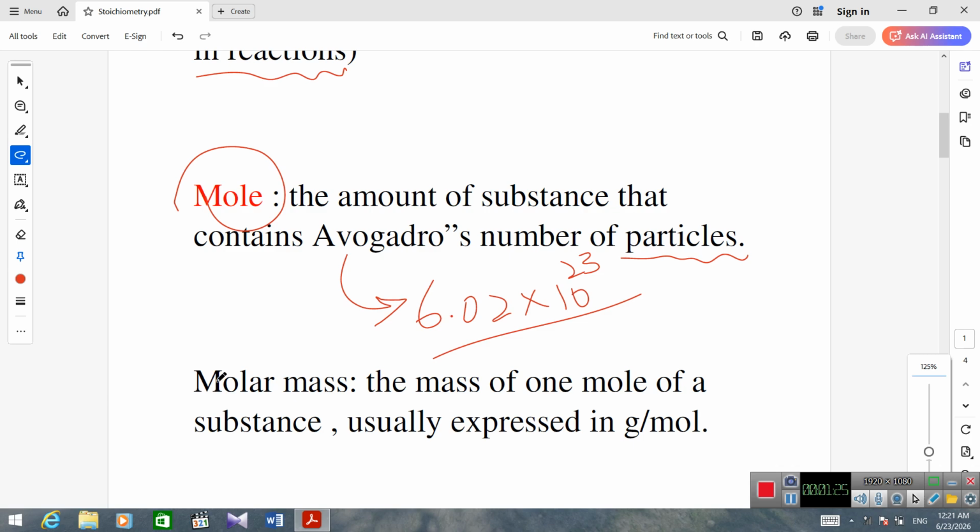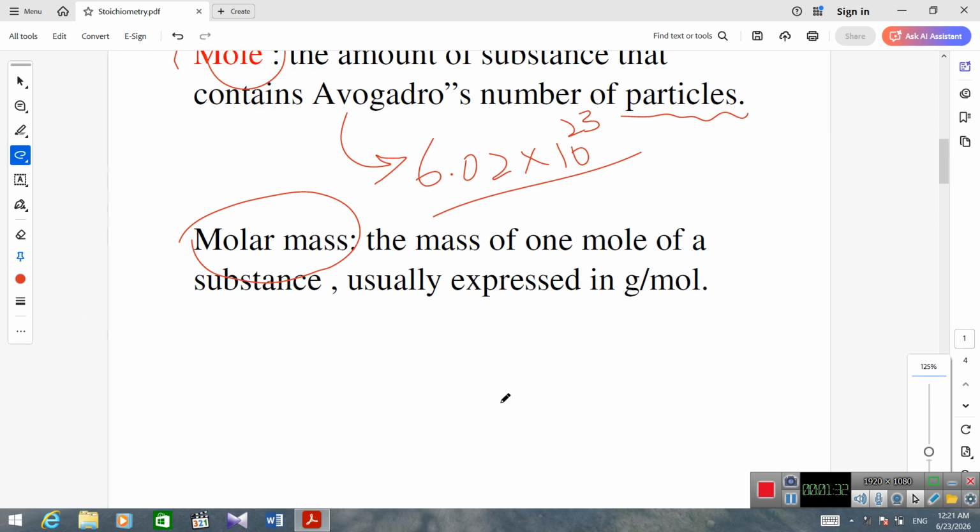After mole, we have molar mass or molecular weight: the mass of 1 mole of a substance, usually expressed in grams per mole. For atoms, it's also called gram atom. The data is always given, like carbon 12 grams per mole, oxygen 16 grams per mole, hydrogen 1 gram per mole.